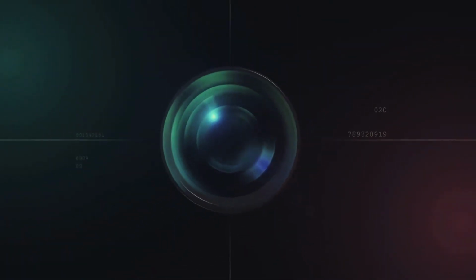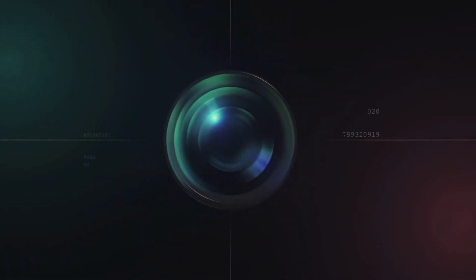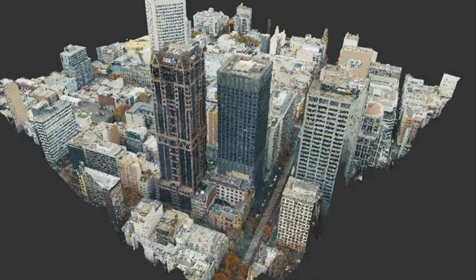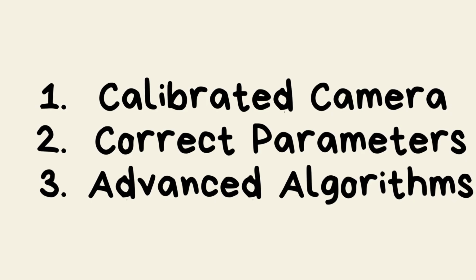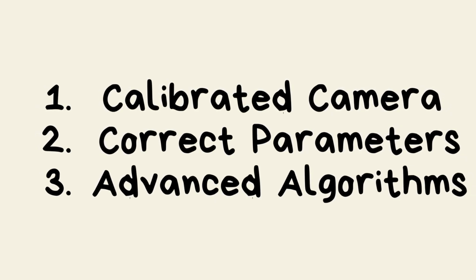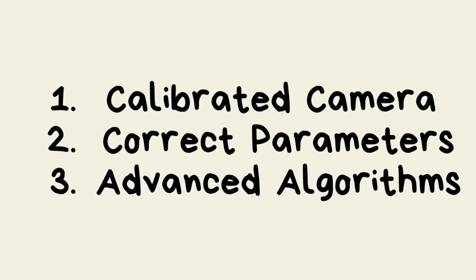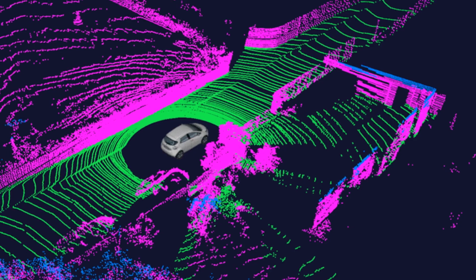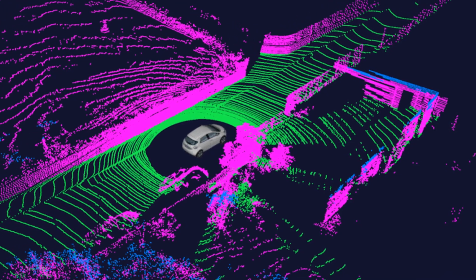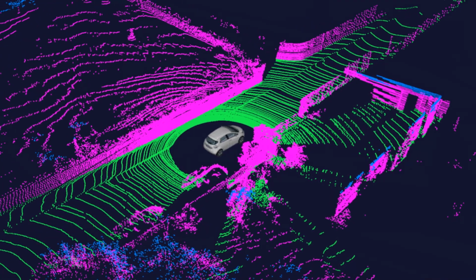Stereo reconstruction, the process we've discussed today, uses simple cameras to generate depth maps. It's the same principle our brain and eyes use to understand the depth of our surroundings. With a calibrated camera, the correct parameters, and some clever techniques for overcoming challenges, it's possible to generate accurate 3D point clouds for a variety of applications.